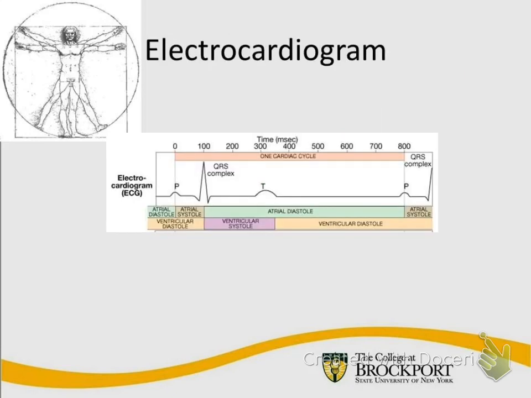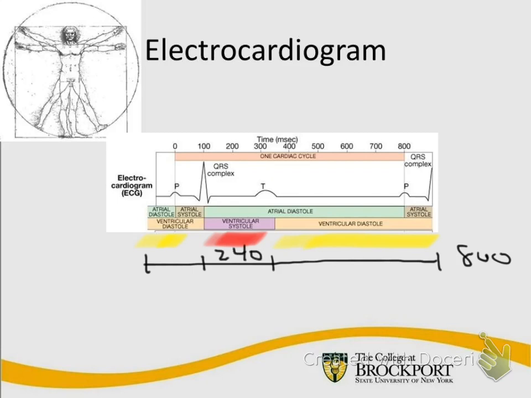Okay, what about the electrocardiogram? Remember, we have ventricular diastole, that's most of the time, and we've got ventricular systole for a short amount of time. So if we have a cardiac cycle that typically lasts 800 milliseconds, this is the amount of time in systole. That's 240. That leaves a total of 560 for diastole.